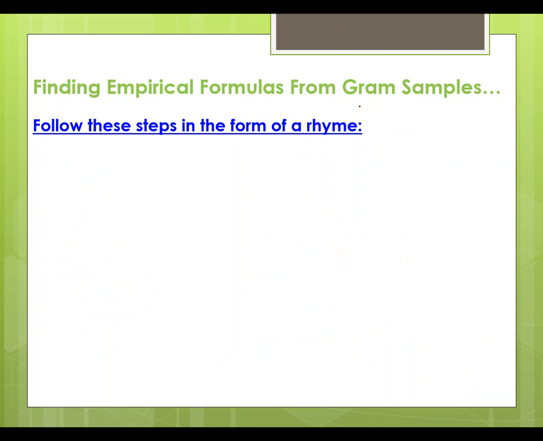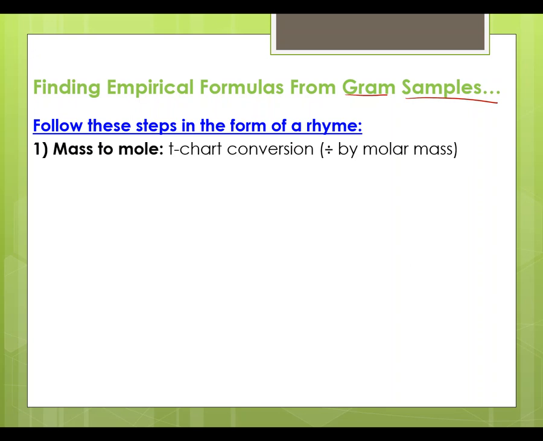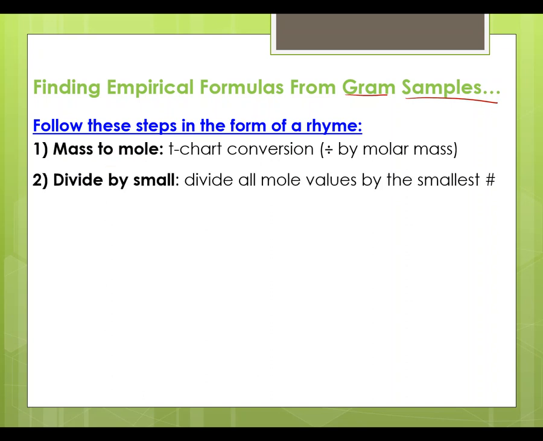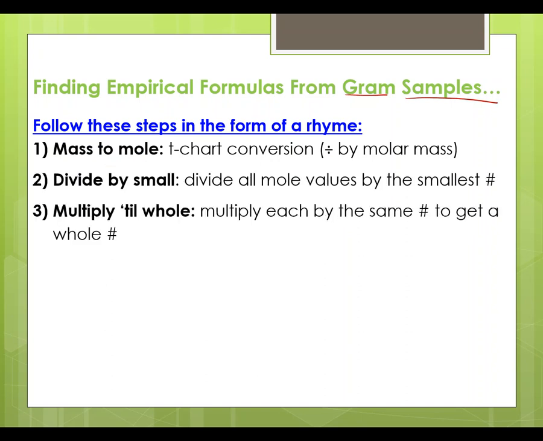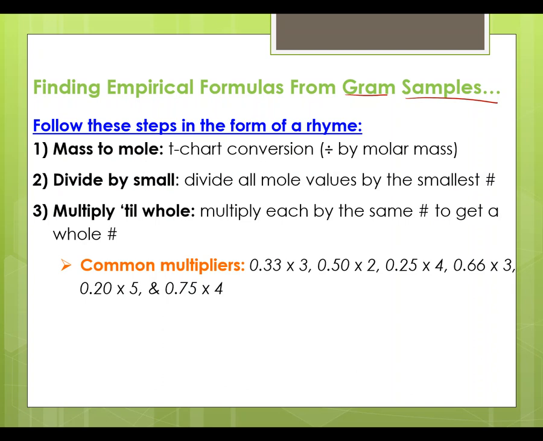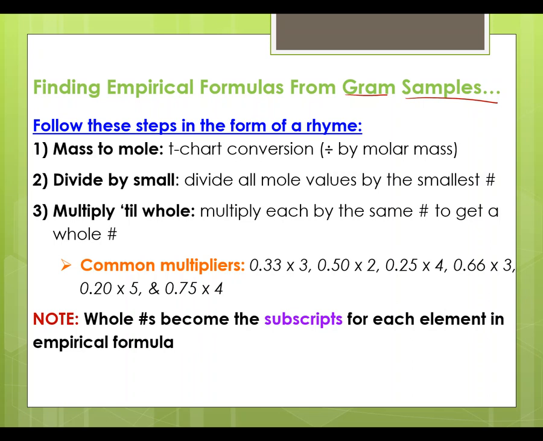If they don't give you percents, but they give you gram samples instead, like we shoved it in the machine, this is how many grams we got of each element. Same idea, except you get to skip step 1. It's now mass to mole. You just go right to mass to mole. You skip the percent part. Divide by small and multiply till whole, still in there. You're going to follow the same steps except you skip step number 1. And the common multipliers still apply, and they're still going to be the subscripts of the empirical formula.